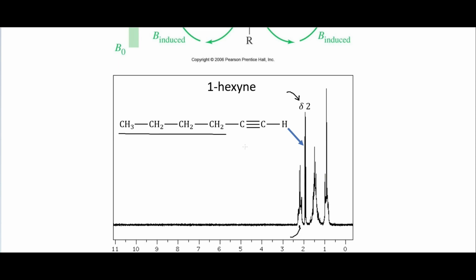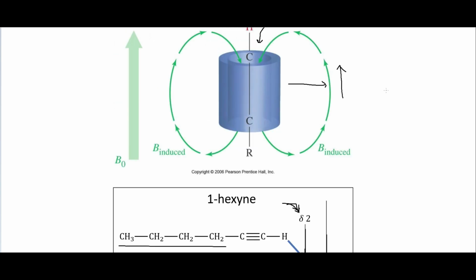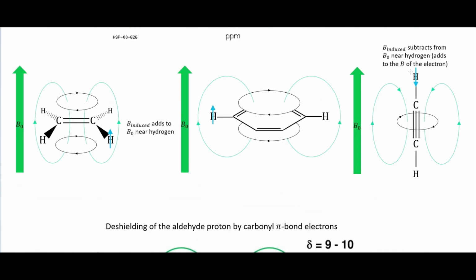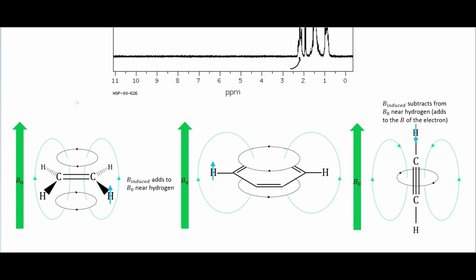And so those ones are just alkane protons, so we would expect those to show up very far to the right. And so if this is showing up even further to the right than one of those, then that must mean that it's being further shielded by this induced magnetic field right here. So this is just kind of a summary of what we were talking about here.